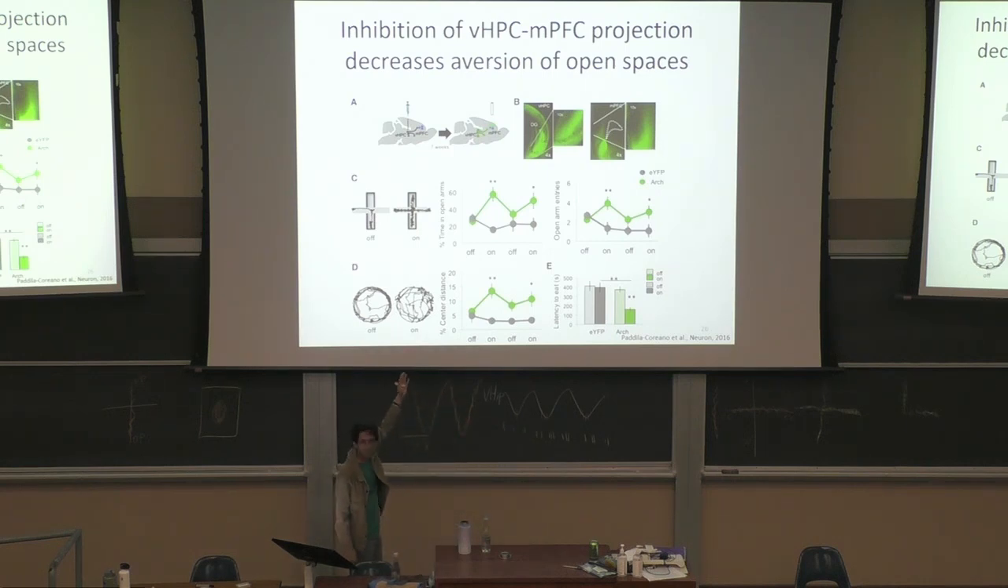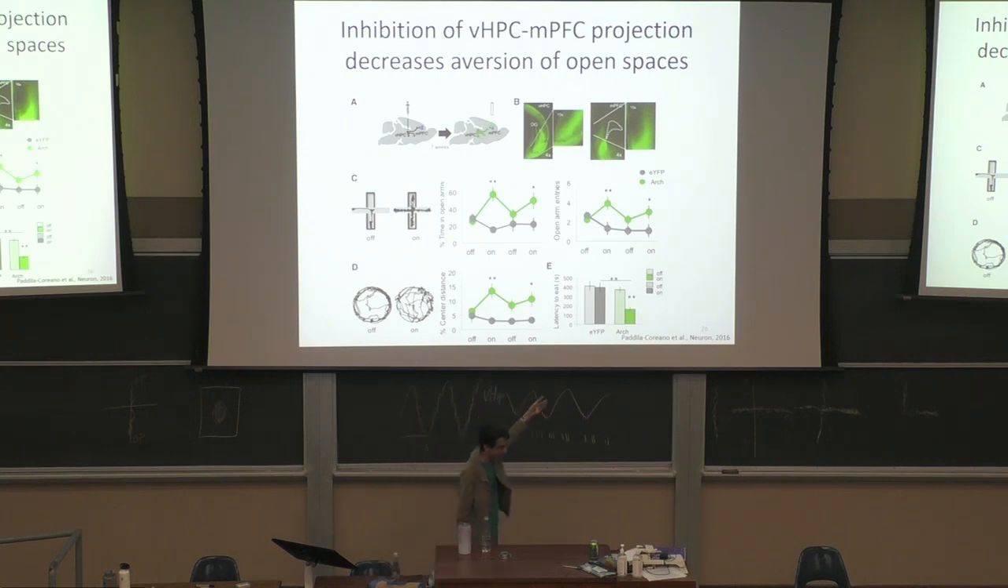So this is nice because we have converging evidence again, where we have two different boxes with different types of open spaces, and inhibiting that projection seems to have the same effect in both of these behavioral assays. And they also show that the latency to eat food in a novel environment decreases. And this is also a different measure of anxiety.